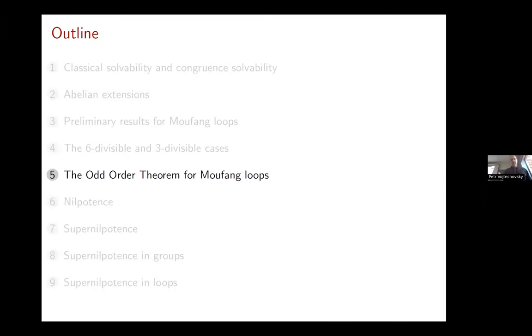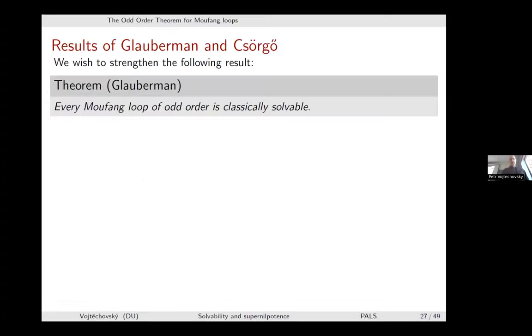Now let me say a few words on a related topic that came out of this nearly for free, and it's the so-called odd order theorem for Moufang groups. So of course, you know the odd order theorem for groups, which is the Feit-Thompson theorem. Every group of odd order is solvable, right? And George Glauberman proved in one of his seminal papers that every Moufang group of odd order is classically solvable. He didn't say classically, but classically solvable in our language.